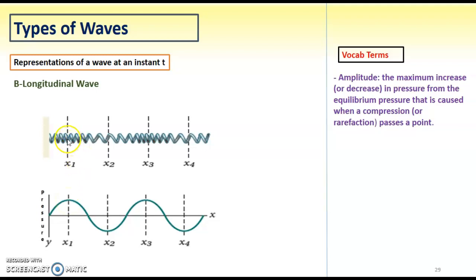Then as we move away from x1 till x2, the pressure starts to decrease. That's why the graph here starts to decrease until we reach a particle at position x2 in which the pressure is the lowest. That's why x2 corresponds on the graph to the lowest point.